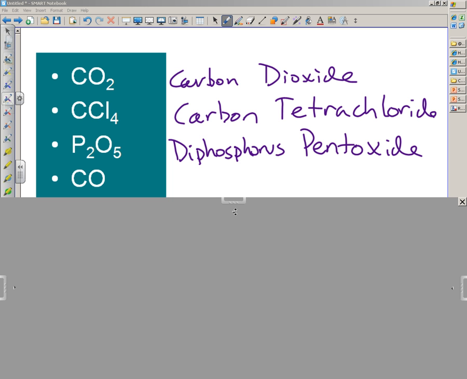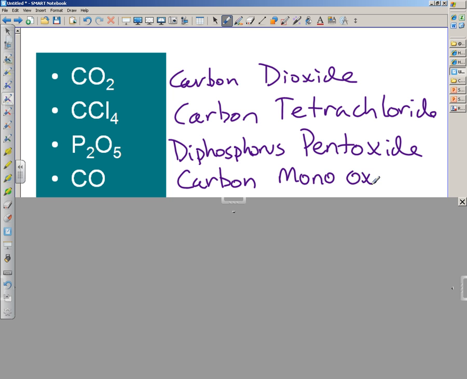All right, CO, right? Two elements? Carbon, oxygen, right? One of each, but if you have one at the beginning here, you don't write that, so that's just carbon. But if you have one of the second element, you include the prefix. So, monoxide, but once again, two vowels next to one another. So we drop the one on the prefix. So it's just monoxide. Okay, good there?